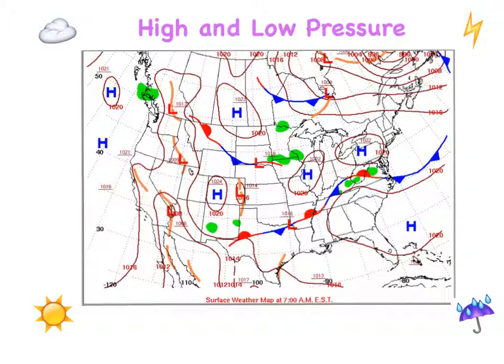Around the high and low-pressure systems are isobars, like this, these red lines. Inside the isobars are the same areas of pressure. If the pressure is above 1013 millibars, it is a high pressure. If it is below 1013 millibars, it is a low pressure.